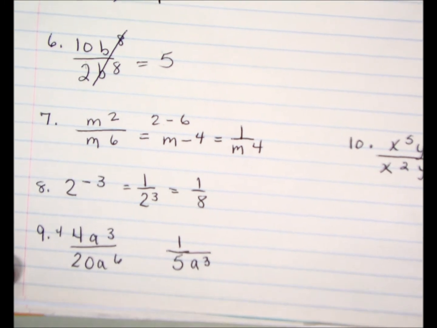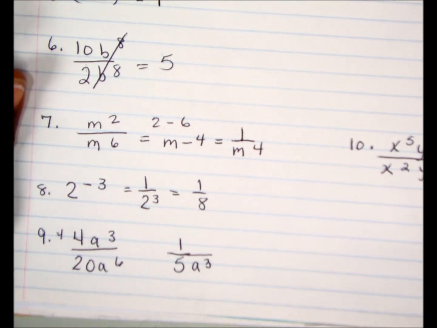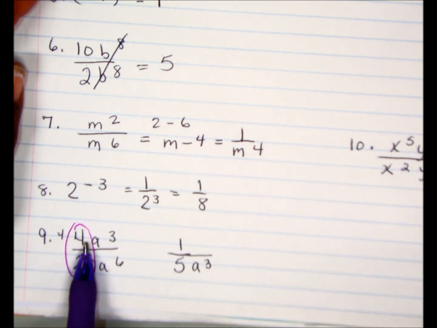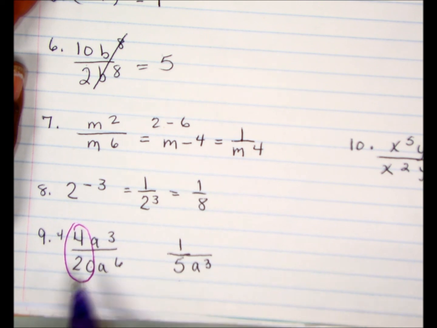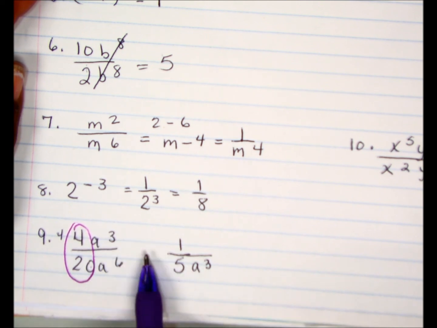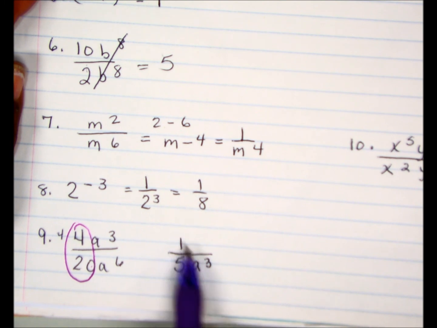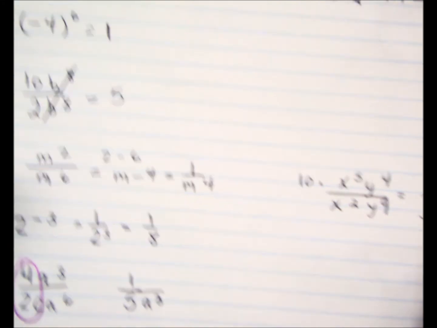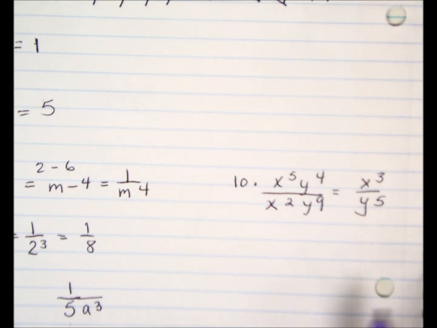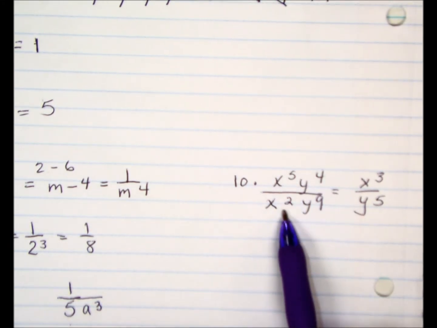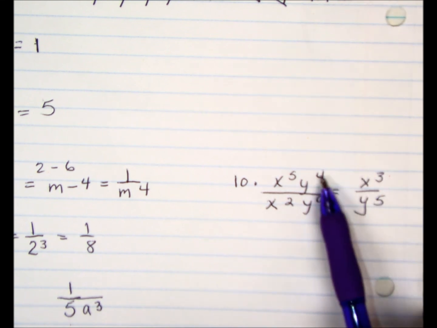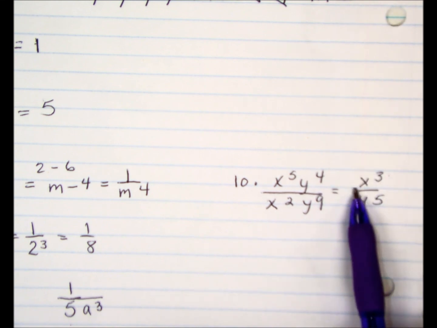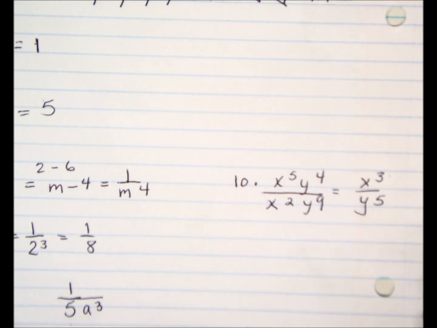And finally, number 9, we separated these into their like terms. 4/20, its greatest common factor was 4, so we did 1/5. And then we did a, and so that would have been a -3 on the bottom, but we had a 1 on the top, so we just made it a to the 3rd power. If you look at 10, our last problem over here, x to the 5th and x squared. So x to the 3rd was left here, and this would have been y to the -5, but because we had a 1x on the top, we just made it y to the 5th. Okay?